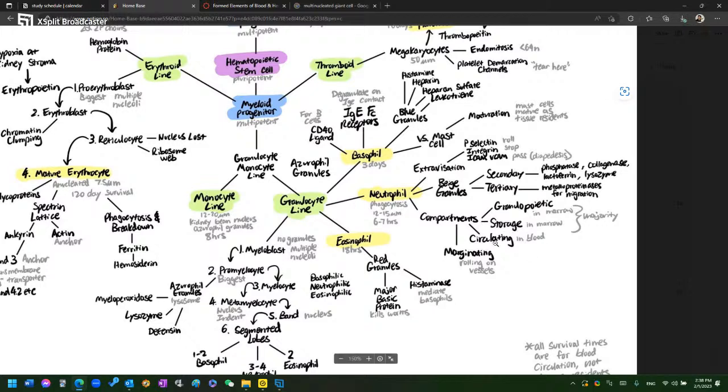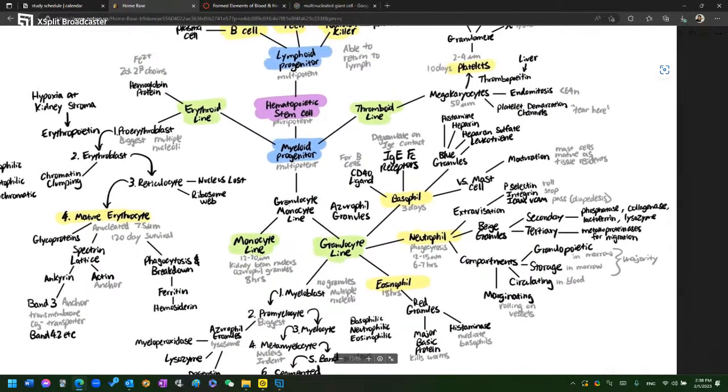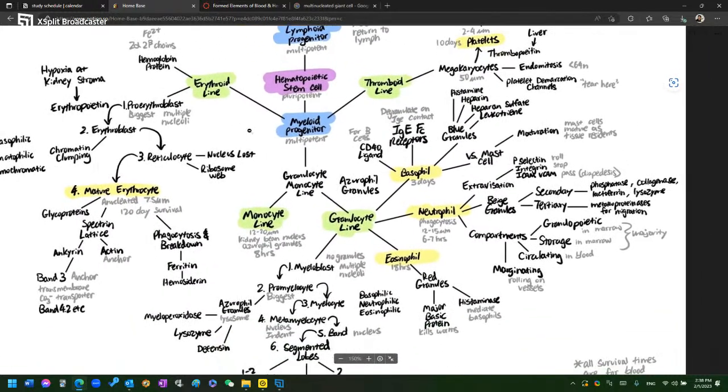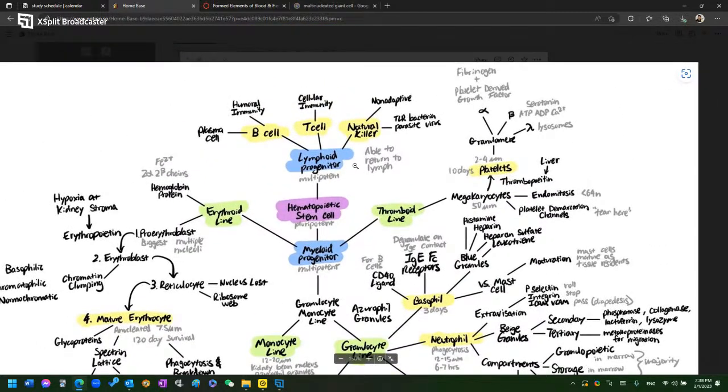Right? There's some that are circulating. There's a certain number, and there's some that are marginating, which are on the vessels, and they're just sitting there. So they're not in the liquid blood, but they are on the vessels. So they're technically still systemic. They're still patrolling. So those are our myeloid cells. So I'm going to go on to lymphoid cells right here.